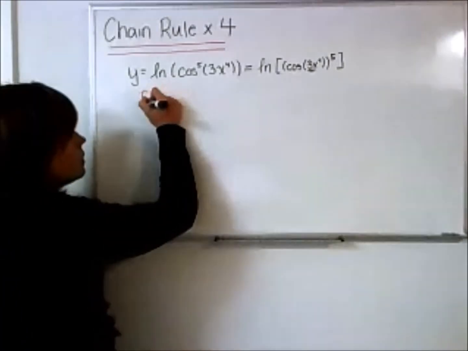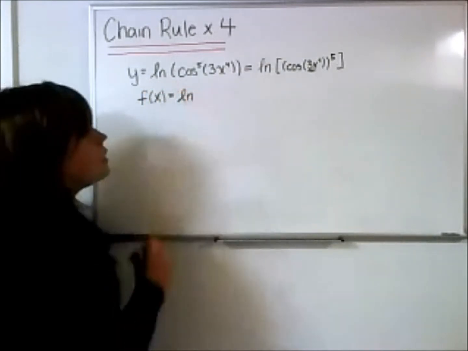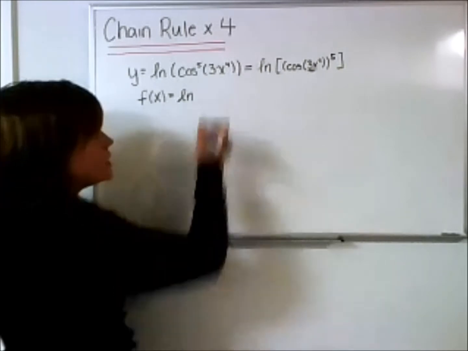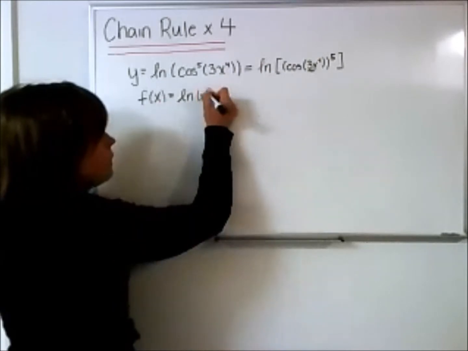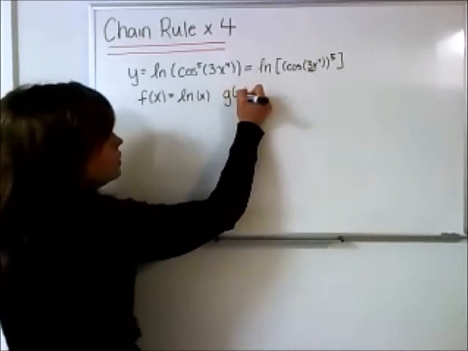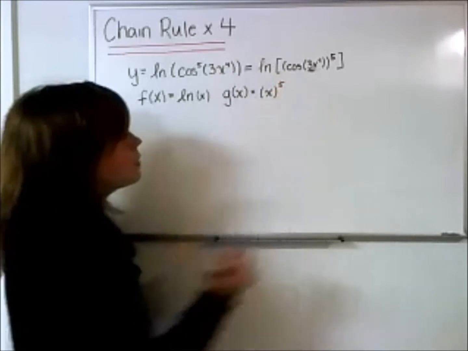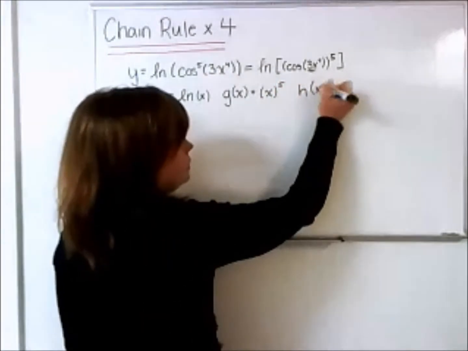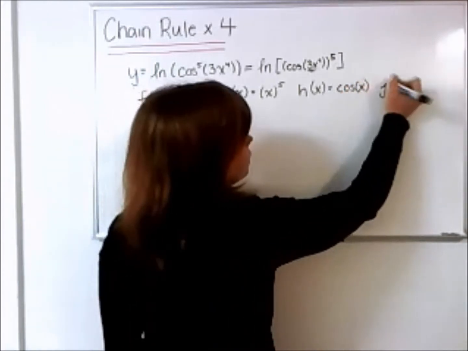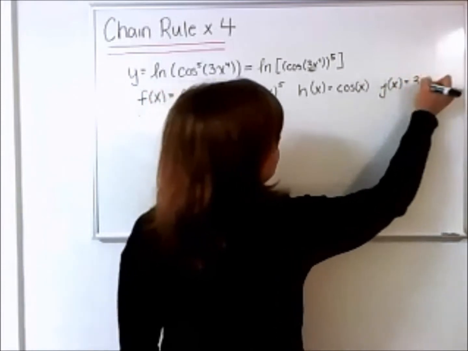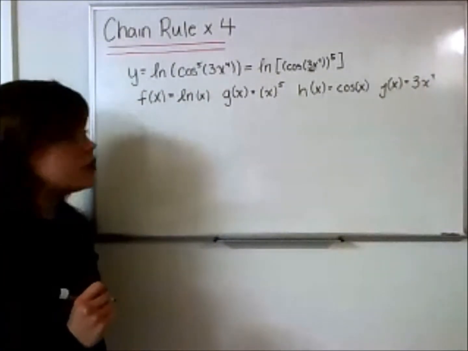So again, the outward function is f of x equal to natural log. Now I'm simply going to use just an x because that is the argument of my function. The natural log of x. The second one I'll call g of x is something raised to the fifth. The third function, h of x, is this cosine of x. And then finally I'll call the last function, j of x, is this 3x to the fourth. Okay. So clearly we have a composition of four functions.